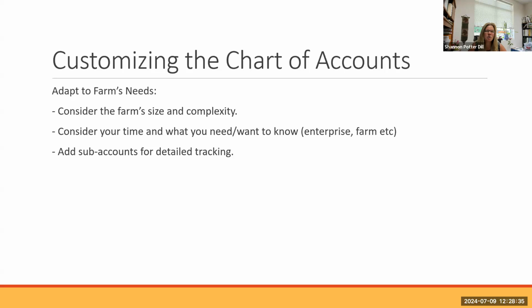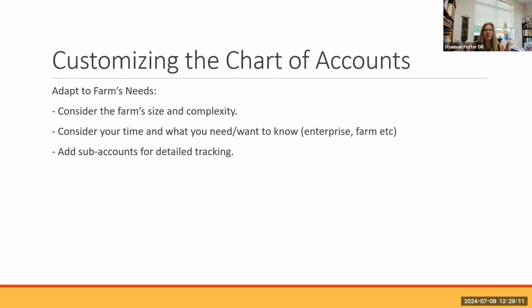Customizing the chart of accounts, really adapt it to your farm's needs. If you're never going to have livestock, take that out of your chart of accounts. It just makes it messy. Get it out of there. You can add it if you ever needed to, but adapt it to the farm's needs. Consider the farm size and complexity. So really think if it's something that you need to track, like your cost sharing or crop sharing things, maybe you do need to have some things set aside so you can run really good reports. Consider your time and what you need and want to know.